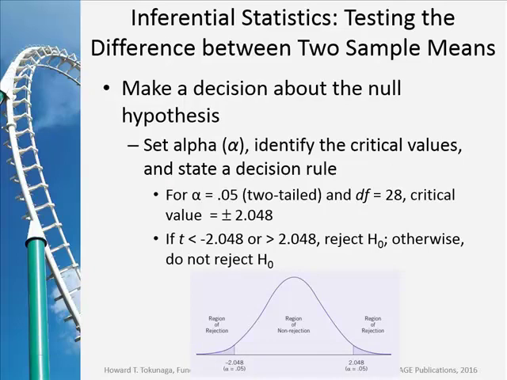Set alpha, identify the critical values, and state the decision rule. Okay, alpha, 95% likelihood, so it's going to be 0.05. We're going to use a two-tailed test. We had competing theories, right? We had two alternatives as to whether you should be faster or slower coming out of that parking spot. I'm okay with doing a two-tailed test.